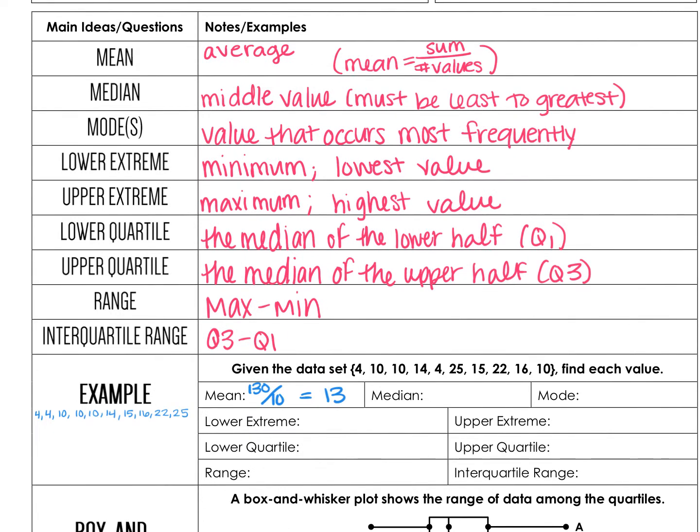For the other values that we're going to find for this data set, it's important that the data set be in order from least to greatest. So you can see here on the left that I've put all 10 of those digits in order from least to greatest. To find the median, I want the middle. Now this is an even data set, so that means that there's an even number of values. So to find the median, or Q2, I'm going to have to find the average of 10 and 14, which is 10 plus 14 divided by 2, which is 24, divided by 2, which is 12. So the median in this case is 12.